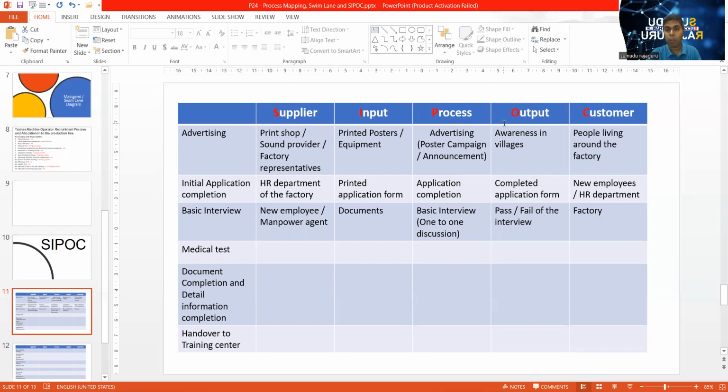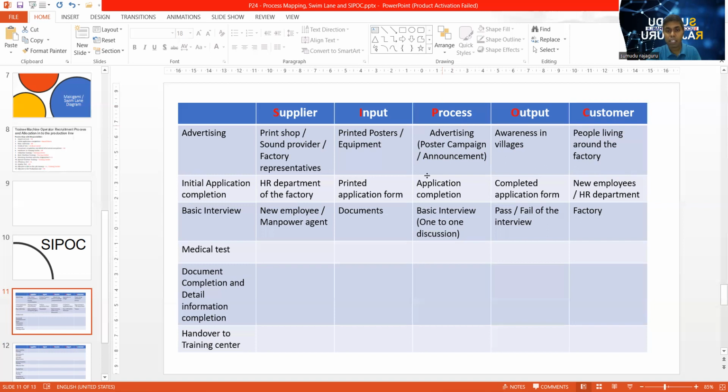Then what is the output? When we do the advertisement, awareness in the villages, in that particular area, the awareness is going on, and there are some vacancies in the factory. Then who are the customers? People living around the factory. So for the first process step, we deeply study what the input is, what the output is, who the suppliers are, who the customers are. Based on that, we can prepare, and then we can gain much better results.